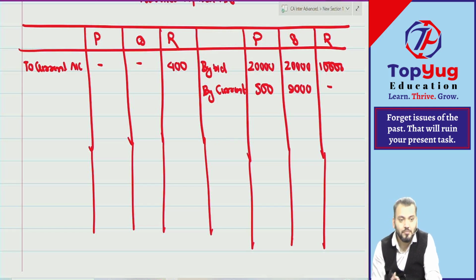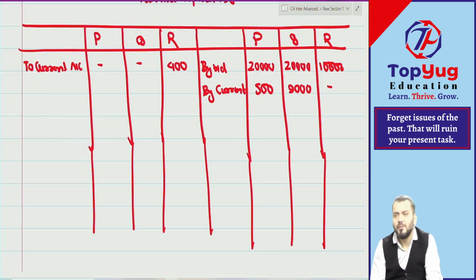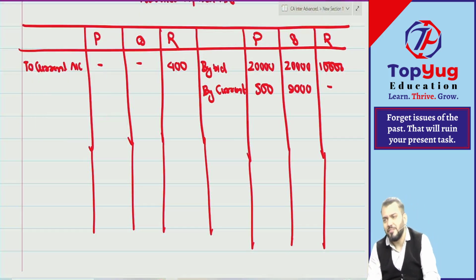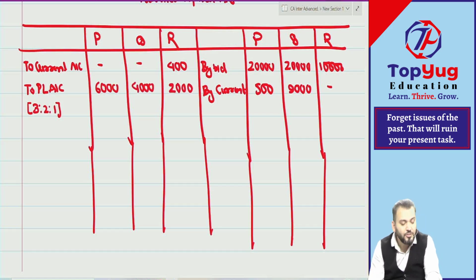Concentrate. This type of mistake we make in the exam also, because we are habituated to writing by PL. PL means profit, profit means credited. So we are habituated, but we should be a little careful. To PL account, how much? 3 is to 2 is to 1. Can you say what? 6,000, 4,000 and 2,000. Correct. Yes, sir. Very good. So can you say the asset side is over?